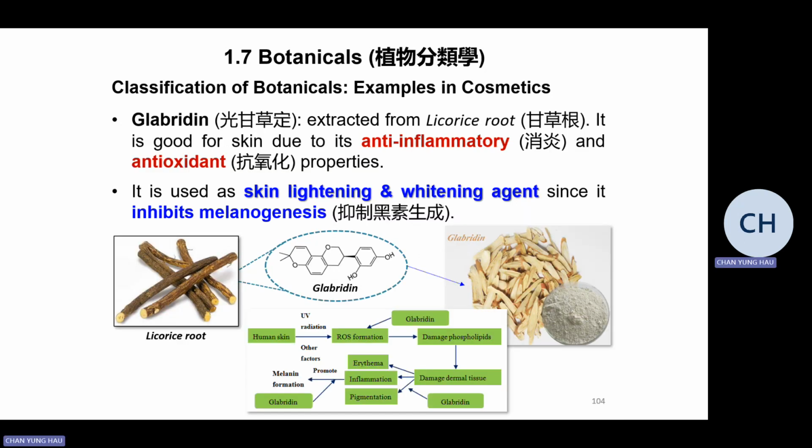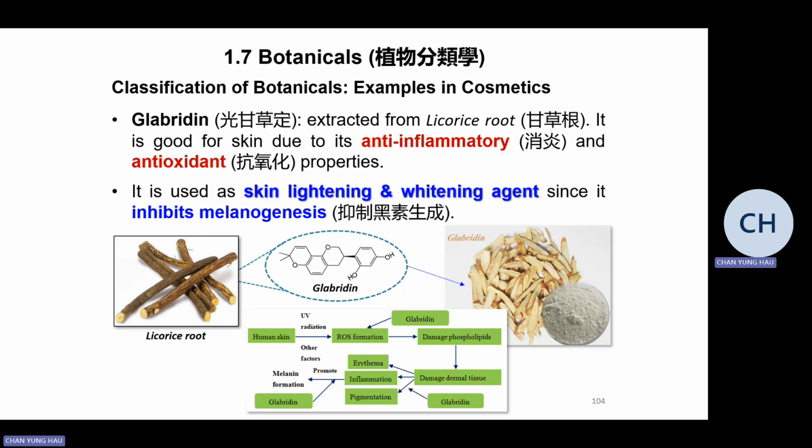Another example will be the extract from licorice root. We call this glabridin. It is a kind of chemical extracted from the licorice root, and it is good because it has anti-inflammatory and antioxidant properties at the same time. It can also be used as a skin lightening and whitening agent because it can inhibit the melanogenesis, again the tyrosinase production.